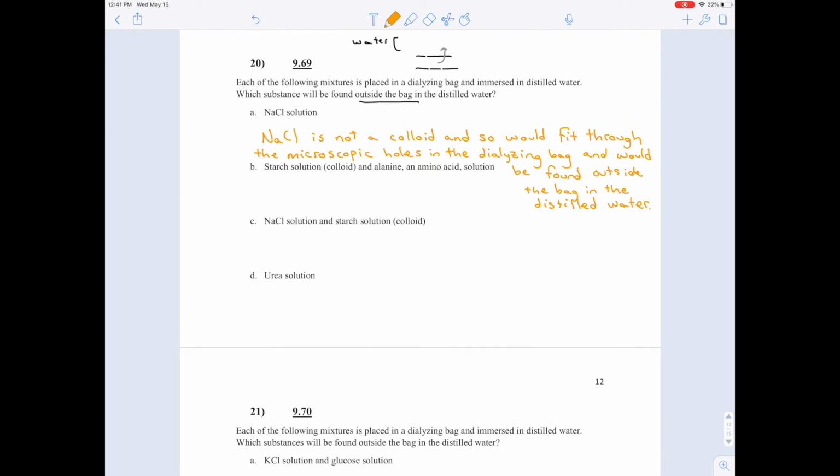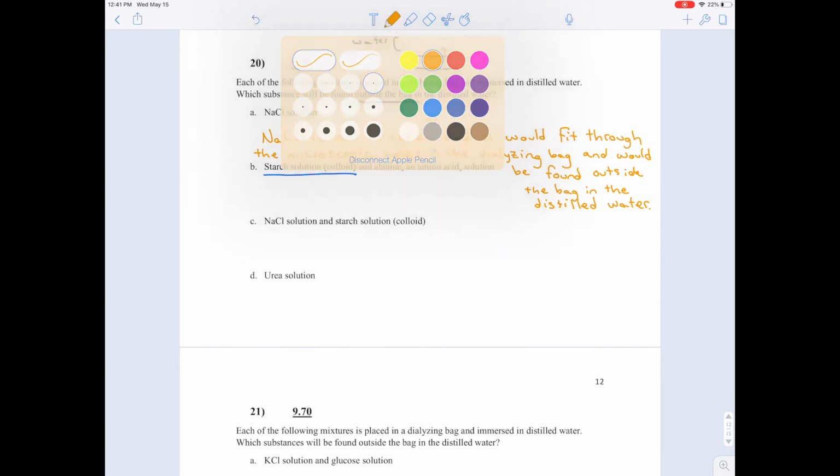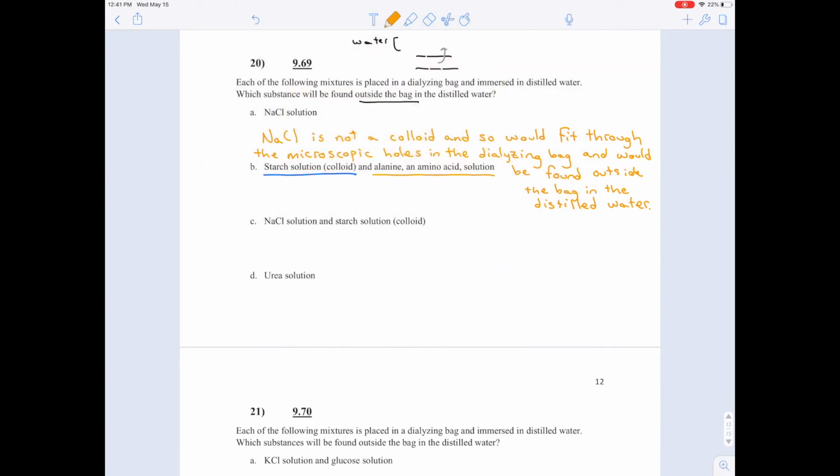Beautifully clear explanation. Okay, now for B, we have two things. We have starch, which they tell us is a colloid, so that's not going to be outside of the bag. And then they give us alanine, and alanine they don't say is a colloid, so that will fit through the microscopic holes and be found outside the bag.